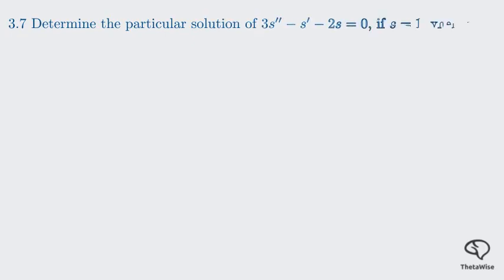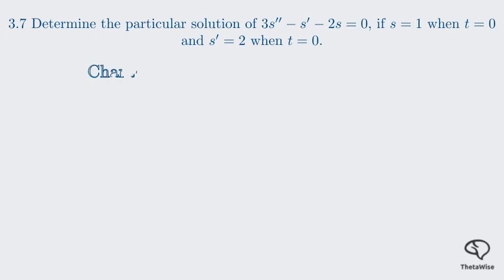The equation is 3 times the second derivative of s with respect to t minus ds dt minus 2s equals 0. The initial conditions are s equals 1 when t equals 0 and ds dt equals 2 when t equals 0. This is a homogeneous equation, so we don't need a particular solution x sub p. We only need to find the general solution, x sub h, and then use the initial conditions.